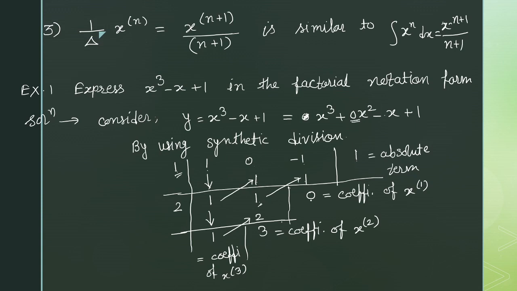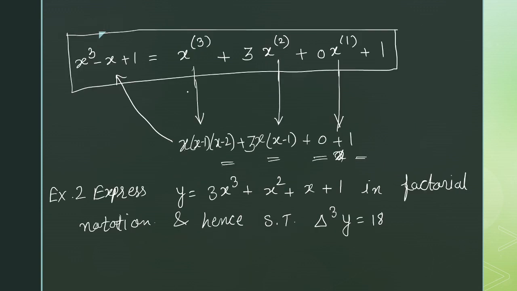And then for the second synthetic division step, we consider 2 and the first value as it is. 2 into 1, we write down here 2. The addition of these is 3, and we leave the last term as the coefficient of x raised to the power 1 factorial. Now 3 is the coefficient of x raised to the power 2 factorial and 1 is the coefficient of x raised to the power 3 factorial. Therefore, we write down this algebraic term this way.